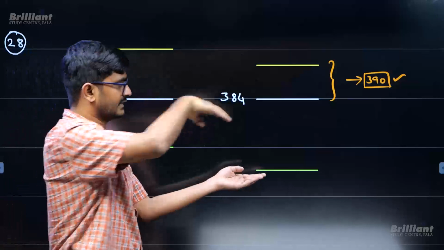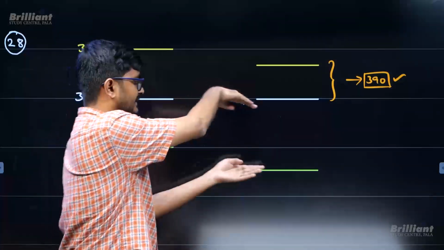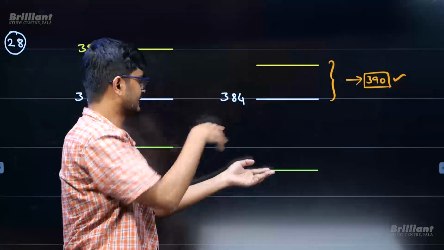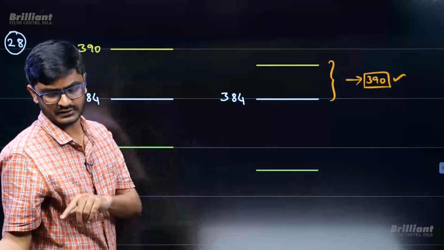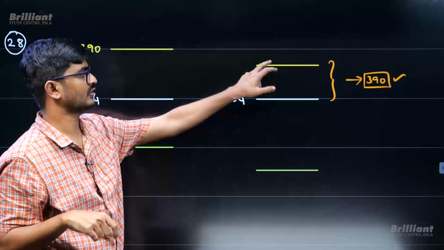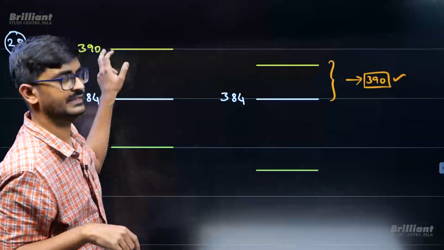So if I consider these two, then the beats are increasing. The frequency difference is increasing. So the beats will be increasing between these two, but the beats will be decreasing between these two. So according to the given question, the beats are getting decreased. So they are talking about this one whose frequency is 390.